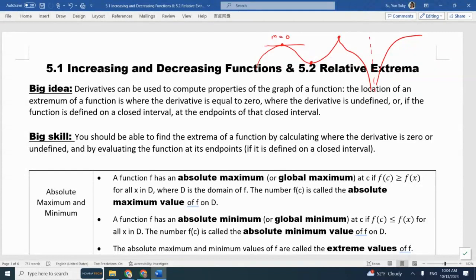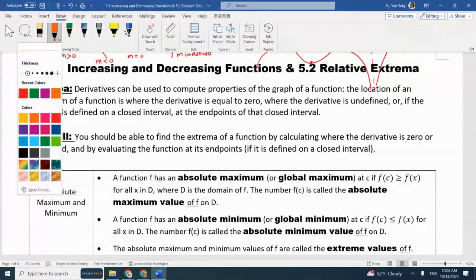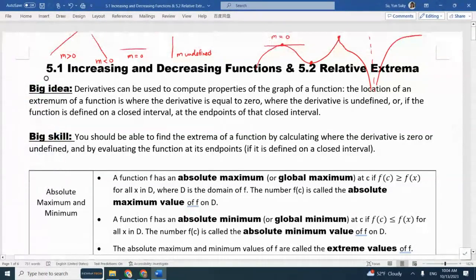Remember for a line, we have m is positive, m is negative, here m is 0, and then here m is undefined. Right, everybody? But at that point, the left-side slope and the right-side slope do not match. So that's why the derivative does not exist.